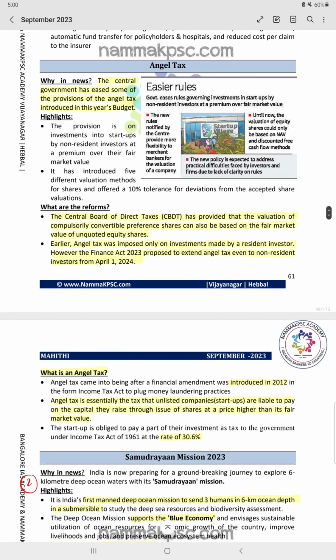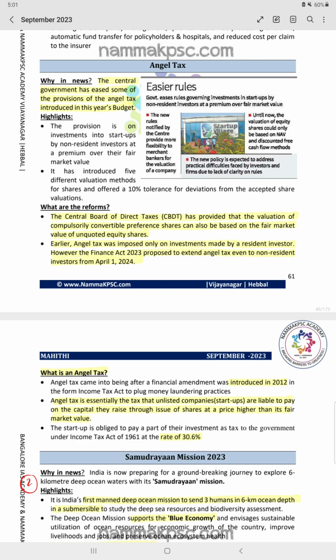Then we have angel tax. The central government has eased some of the provisions of the angel tax that were introduced in the budget this year. So first we will know what is angel tax. Angel tax is a tax that is generally charged on the startups who have raised capital higher than their fair market value, because generally in startups, the investment is not done based on the current value, but it is generally done on the value based on the potential. So generally they tend to get more money than their fair share price.